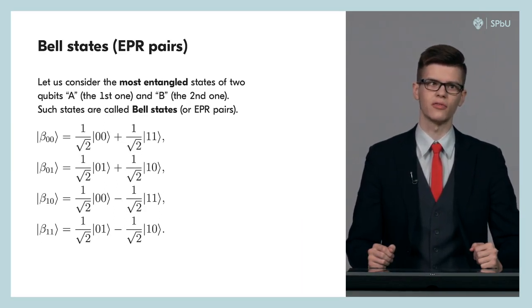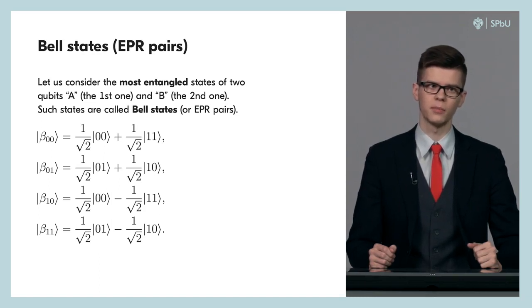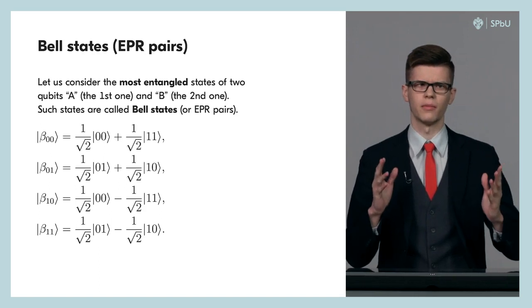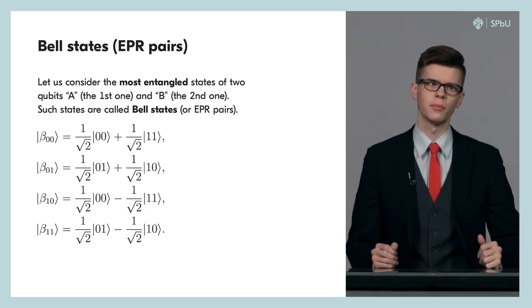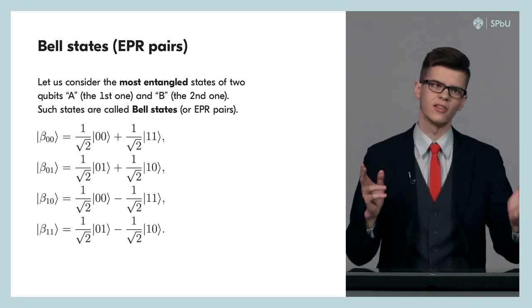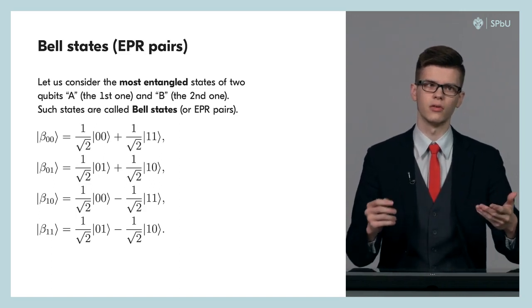Such states are of interest to us, since they act as a resource for superdense coding and quantum teleportation. There are 4 Bell states, and you can see all of them on the slide. These Bell states are β00, β01, β10, and β11. Let's take a closer look at them. It's not hard to see that they are somehow different from each other. For example, the state β11 differs from the state β01 in its sign, or relative phase. Similarly, the state β10 differs from the state β00.